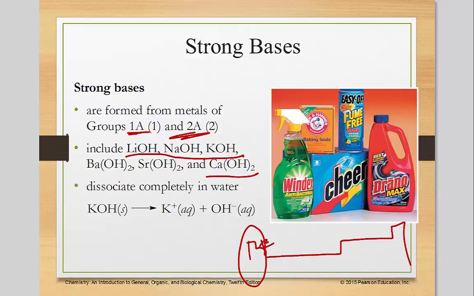These, once again, dissociate. They break up completely when they're in the water. Notice that there's no backwards arrow. It only goes in one direction. And that's your overview of strong acids and bases.